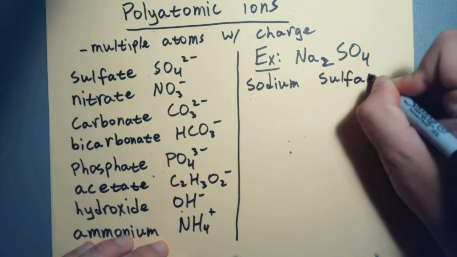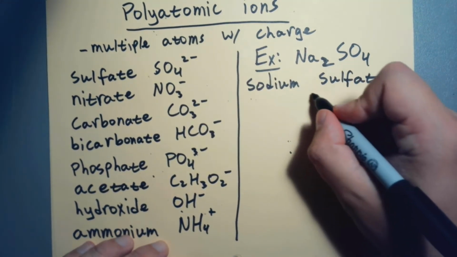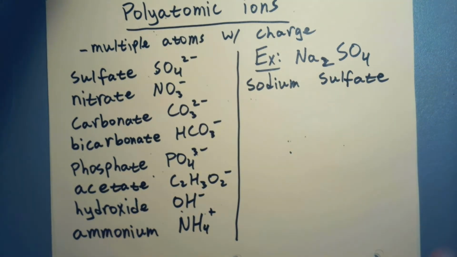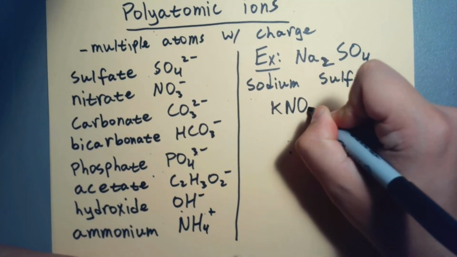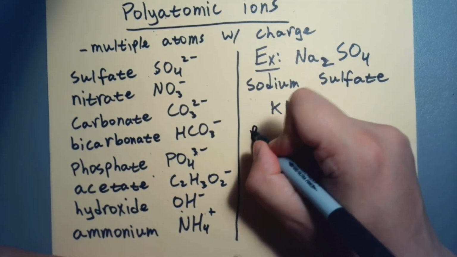So for polyatomic ions, we don't change the ending. We just leave it alone. So as long as you know what the ion is, it's actually easier. You know, KNO3. Well, what's K? It's potassium.